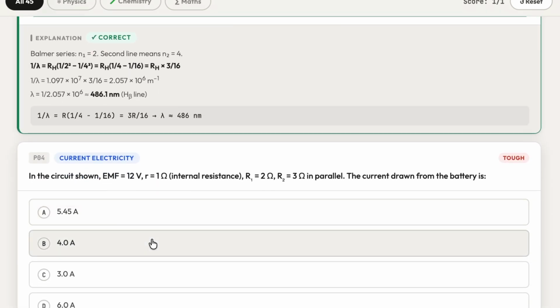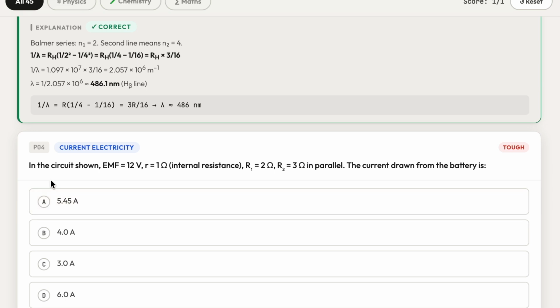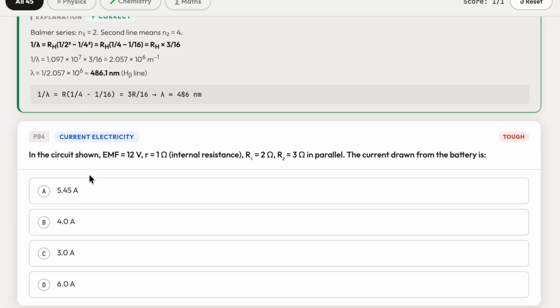Then you will find another question: in the circuit shown, EMF is equal to 12 volts. This particular question belongs to current electricity, and we have marked it as tough because most of the students in the previous years were finding it difficult. Not that they were not able to solve it, but it is based on the timing also, how quickly they are able to solve it. So it is a tough question because it was taking some time. That is the reason why we have marked it as tough.